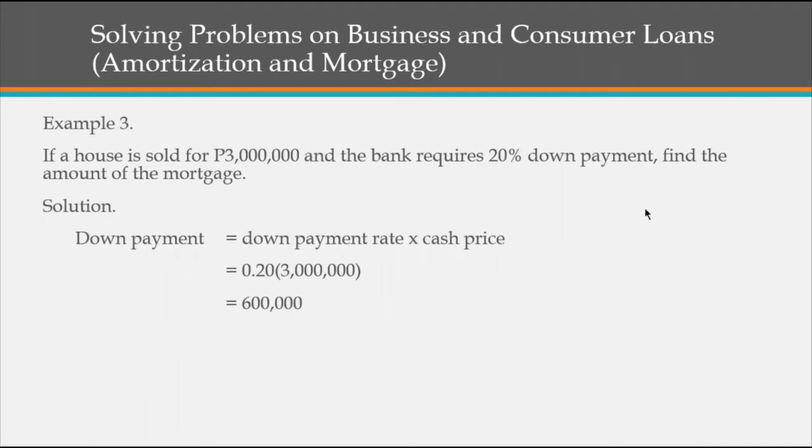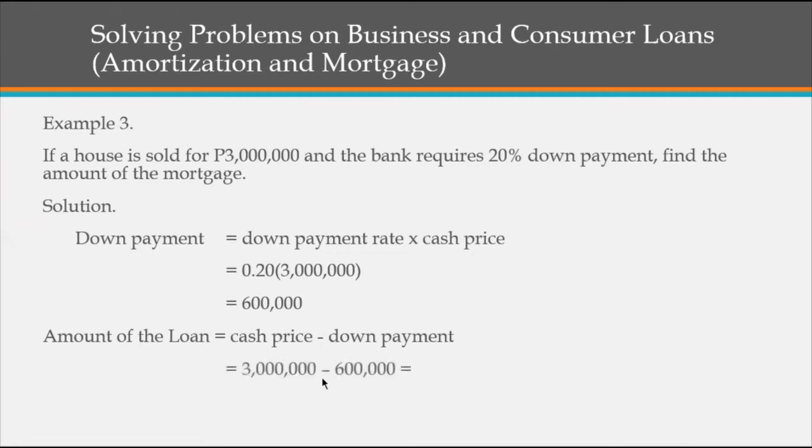Again, ang target natin ay the amount of the mortgage. Next is, siyempre, amount of the loan. Para makuha naman itong amount of the loan, that is cash price minus down payment. Eh, ang cash price natin ay 3 million yung bahay, di ba? Eh, so, minus lang natin yung down payment. So, the result is 2,400,000. So, the mortgage amount is 2,400,000 pesos.